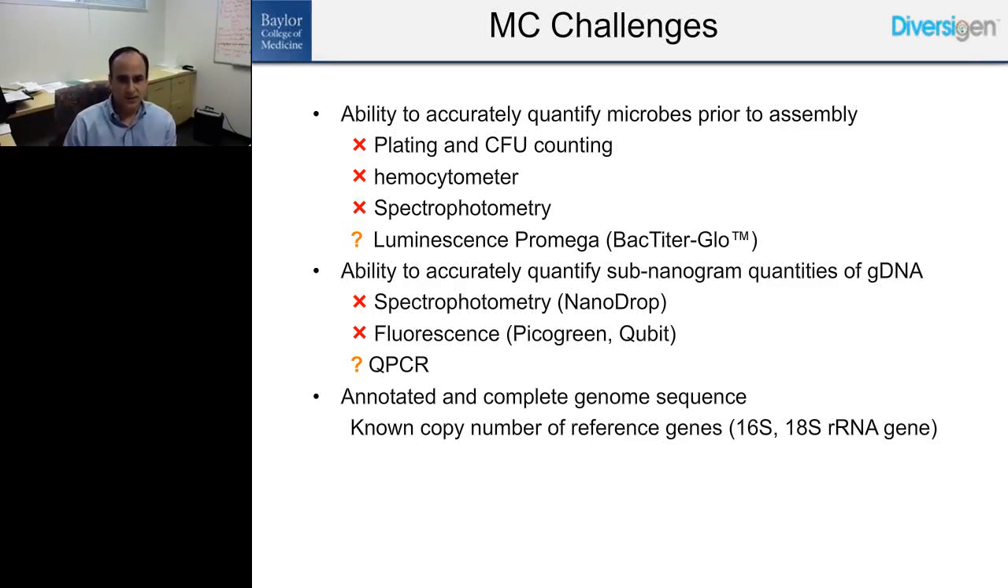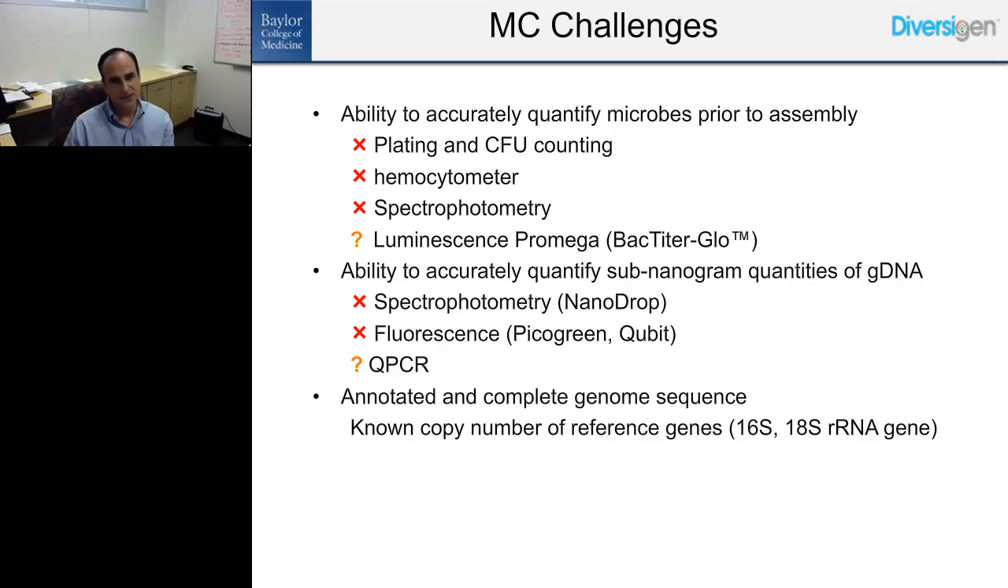So on paper, this is like a slam dunk project, and we were in a limited time frame leading up to that workshop. Some of the challenges that we encountered were our ability to quantify the microbes prior to transfer. So we looked at plating and CFU counting, which is laborious and cumbersome, so that didn't work out well for us. Use of a hemocytometer, again, laborious.